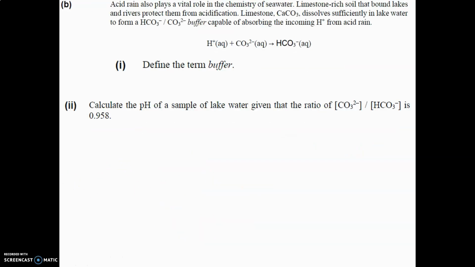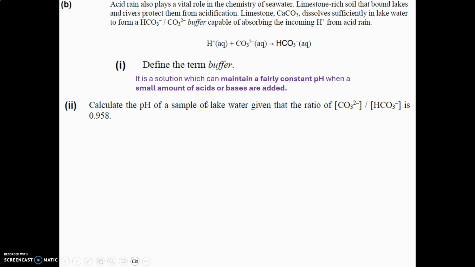So part 2 and 3 for question E1A is not tested for promos. So we're going to skip directly to B part 1, okay, which is to define the term buffer. So this is just a basic recall question. Your answer must have two parts, which is that firstly, buffers can maintain a fairly constant pH. Second point is that only when small amounts of acids or bases are added. Okay, B part 2 is not tested for promos as well.